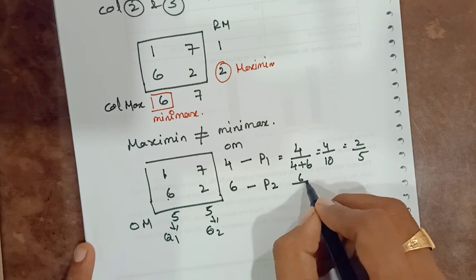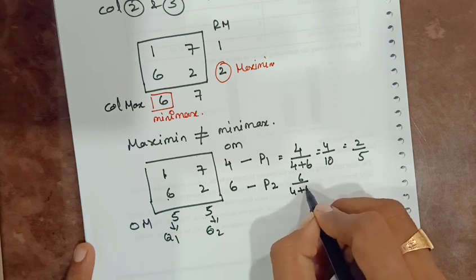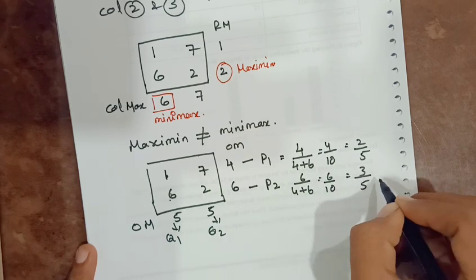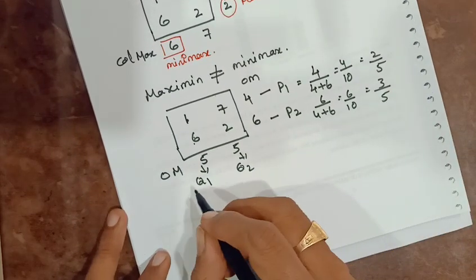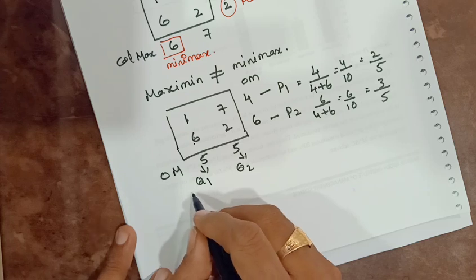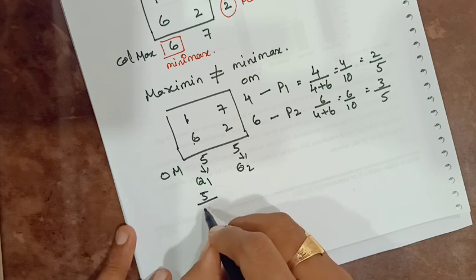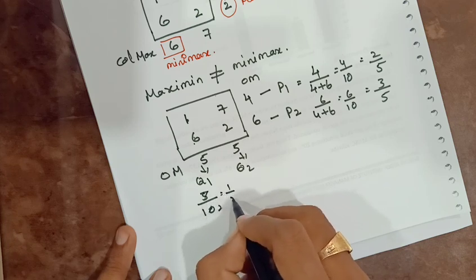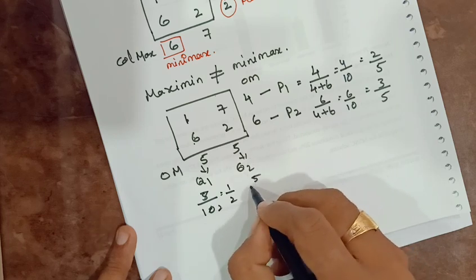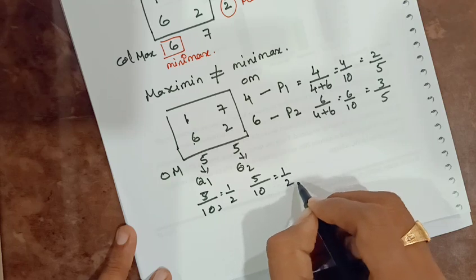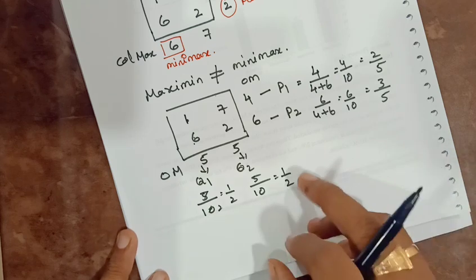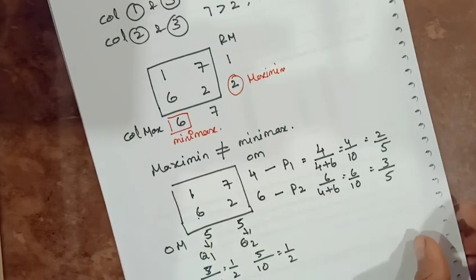So here it is 6 by 4 plus 6, that is 6 by 10. So 6 by 10 is equal to 3 by 5. So oddments for columns: Q1 will be 5 divided by 5 plus 5, that is 10. So 5 by 10, it will be 1 by 2. Here also it is 5 by 10, that will be 1 by 2. So now we have P1, P2, Q1, Q2.